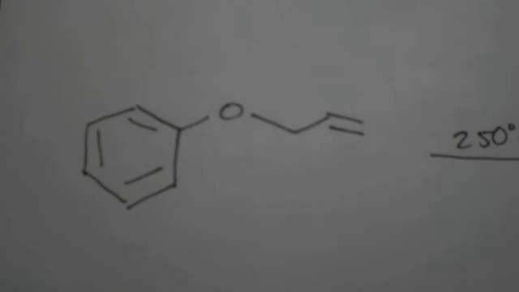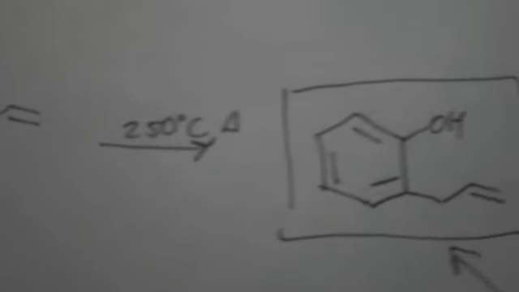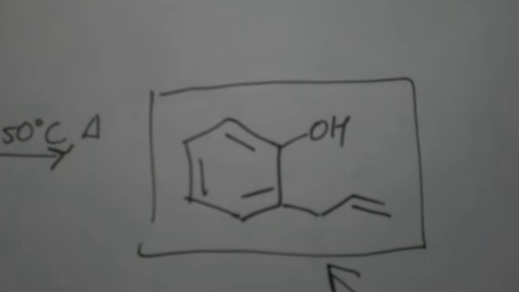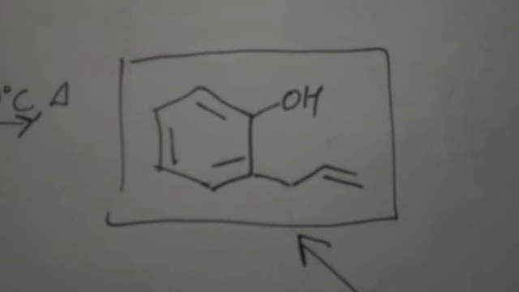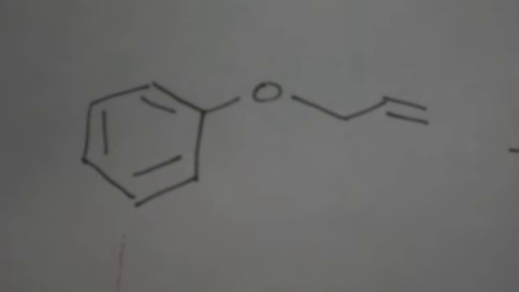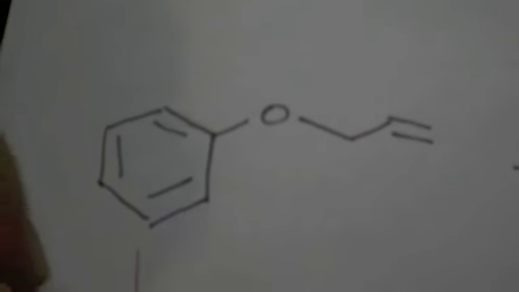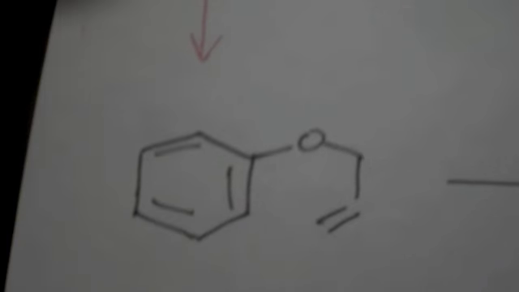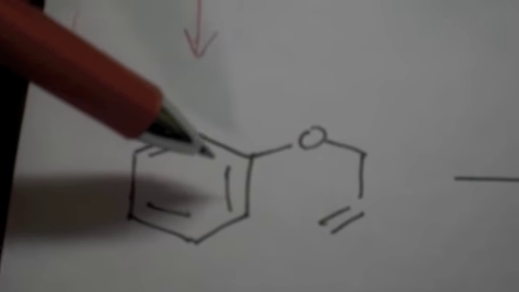Okay, so we start with an ether here, and we use a lot of heat, 250 degrees Celsius, and we come to this product, which includes a phenol and a carbon chain with a double bond. So you ask yourself, how do you do that? Well, this molecule has to go through a rearrangement. So what we do is we take this part and we invert it this way to make it look like this. And then there will follow 3 steps.